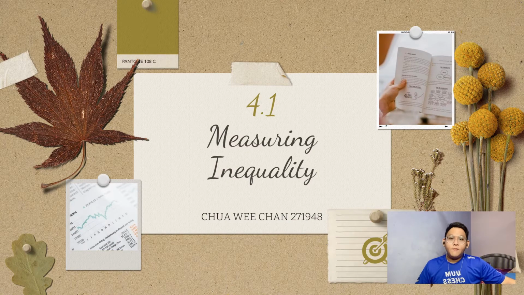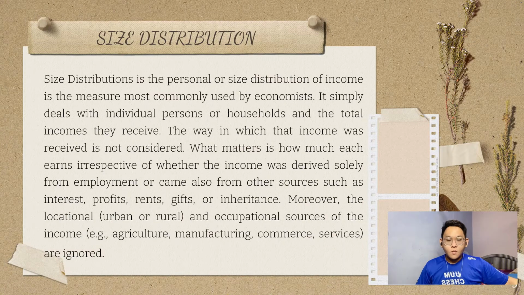I will talk about measuring inequality. There are 4 components under measuring inequality, and I will explain the first and second, which are the size distribution and Lorenz curve. First, size distribution.